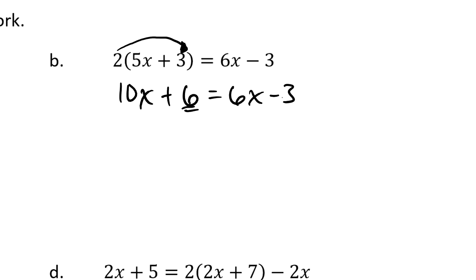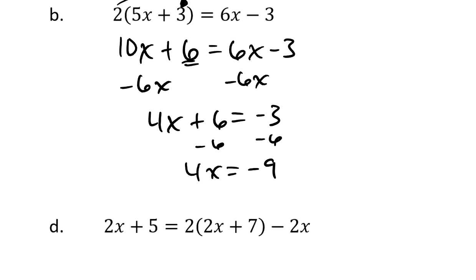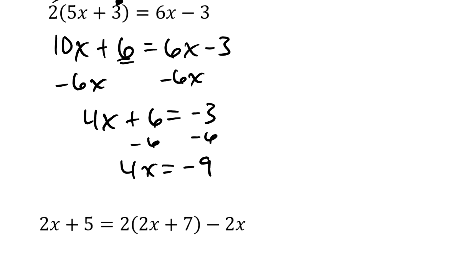I'm going to take away 6 times x from each side. On the left-hand side, there's 4 x's left over, plus 6, and that's -3. If I subtract 6 from each side, we get that 4x is -9. And then my favorite answer, please just divide both sides by 4. We get that x is -9/4.